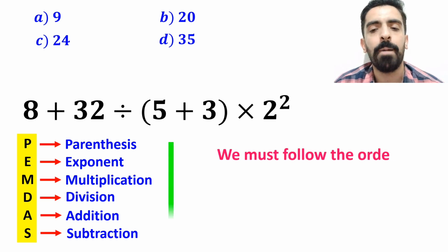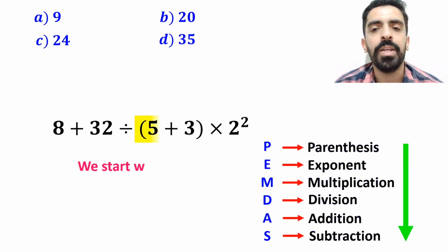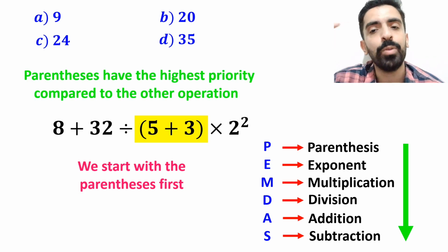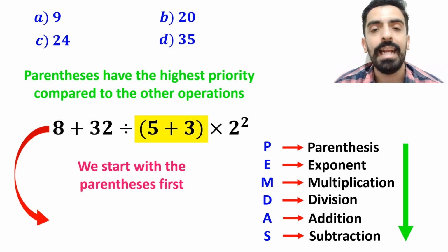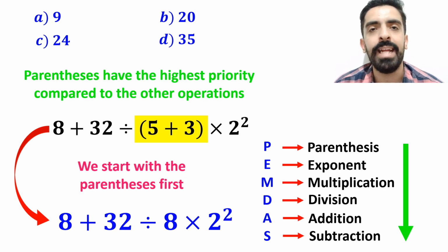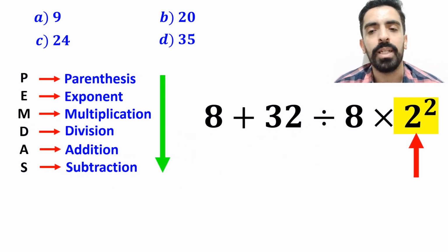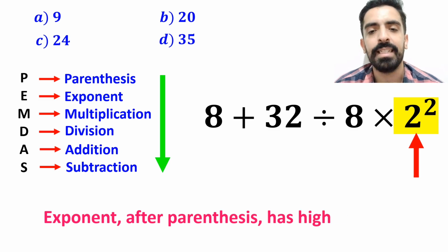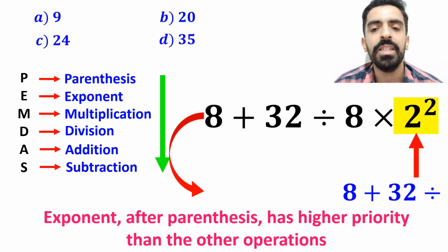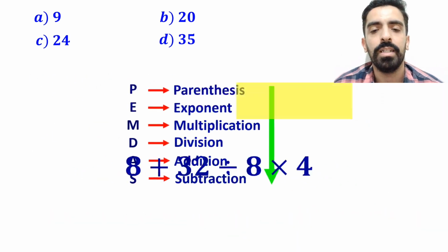We must follow the order of operations step by step from top to bottom. So, we start with the parentheses first because parentheses have the highest priority compared to the other operations. Okay, instead of this expression, we can write 8 + 32 ÷ 8 × 2². And the next step, we go to the exponent because exponent after parentheses has higher priority than the other operations. So, this expression simplifies to 8 + 32 ÷ 8 × 4.